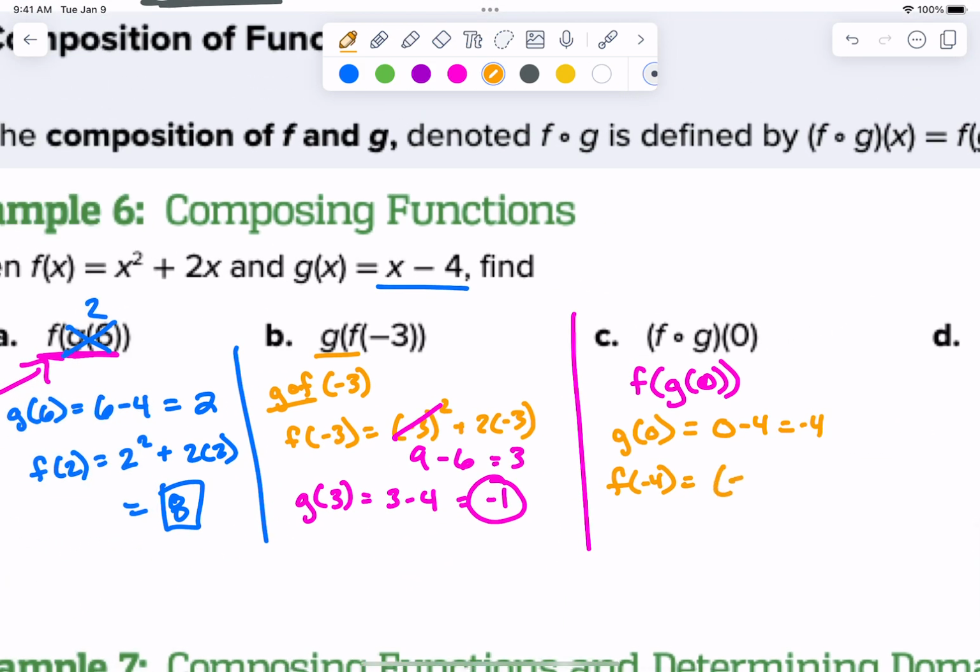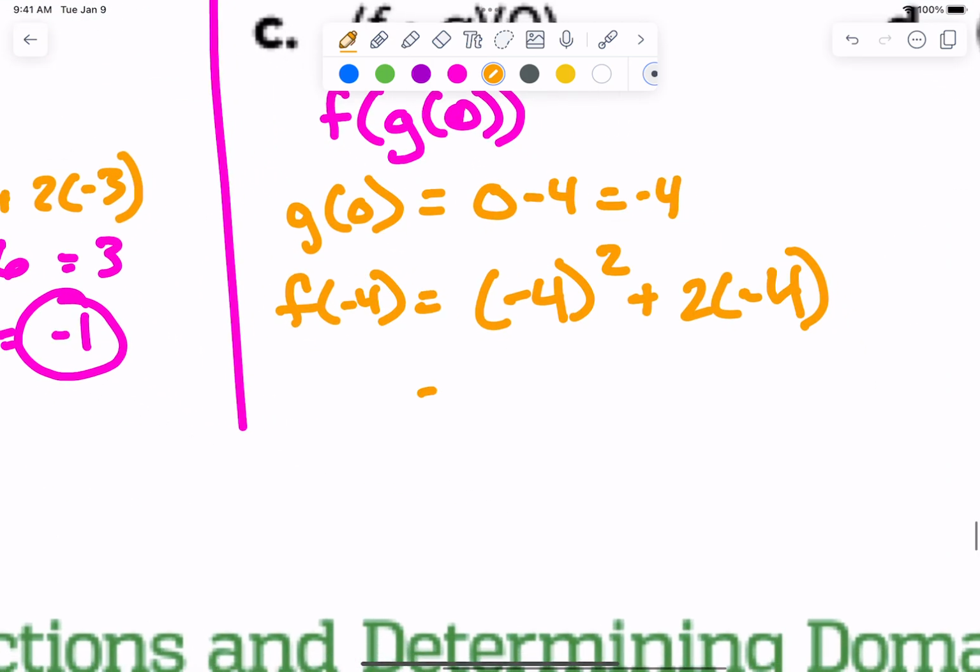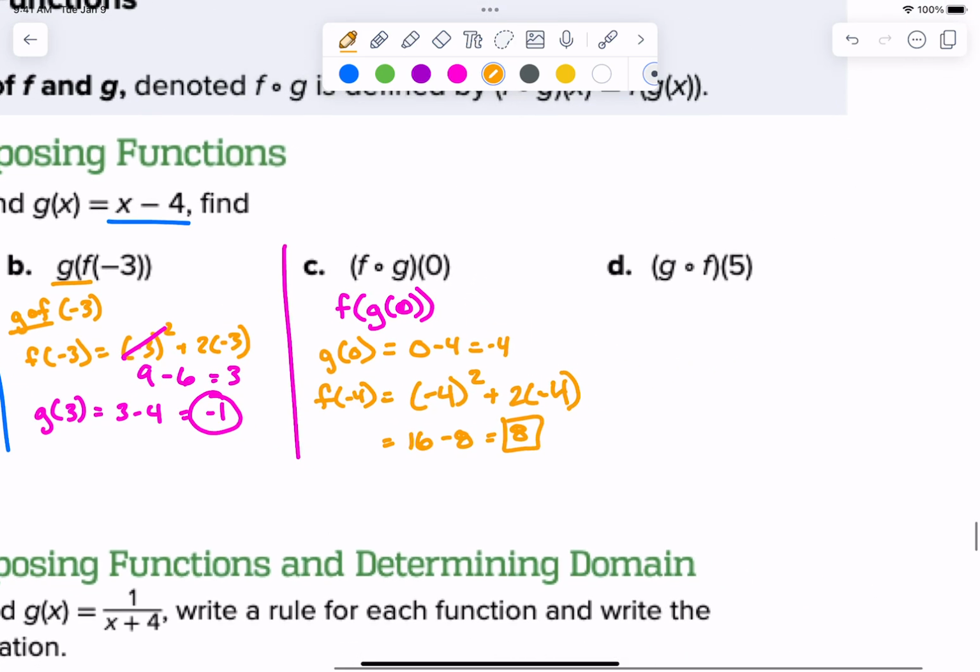This is the easiest garbage. See, you were just complaining. No, I was complaining about trig as a whole. Oh, trig as a whole, you're right. Okay. We haven't even gotten to trig yet. Good. 16 minus 8 is 8.